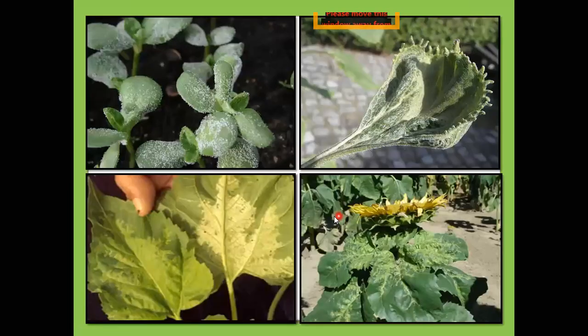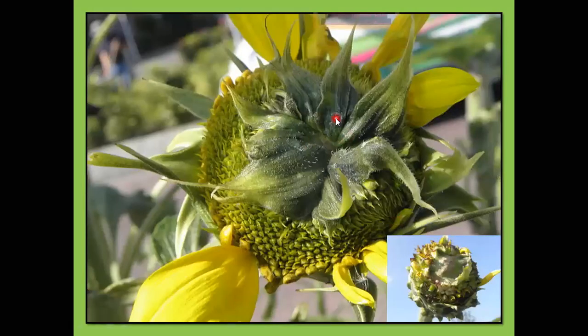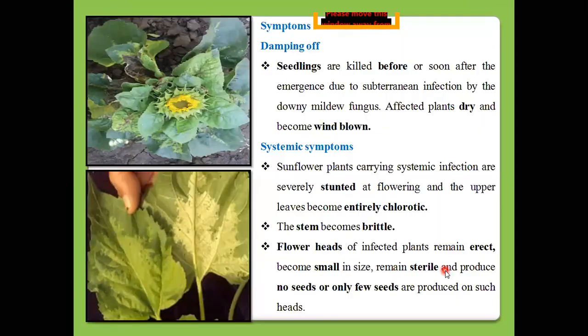So these are the major symptoms seen on the leaf portion as well as the head portion or flower portion of the sunflowers. The downy growth generally takes place on these flower heads, and these flower heads remain sterile in nature. No grains are formed in such infected flower heads.